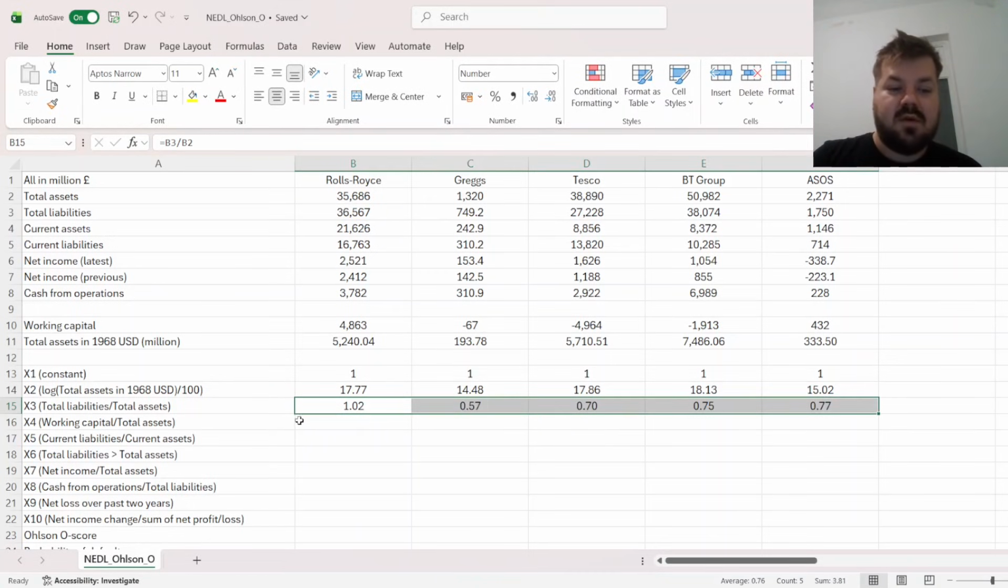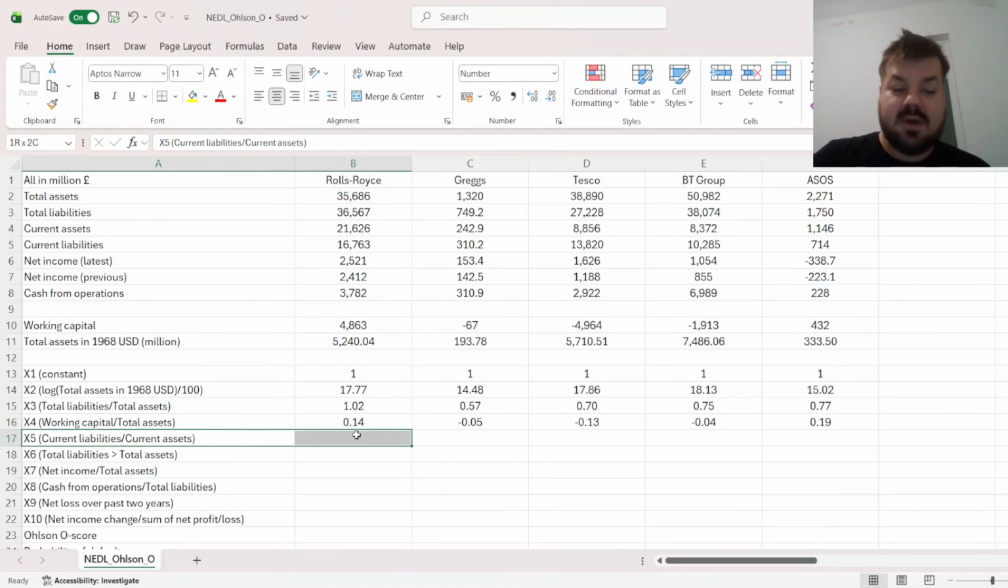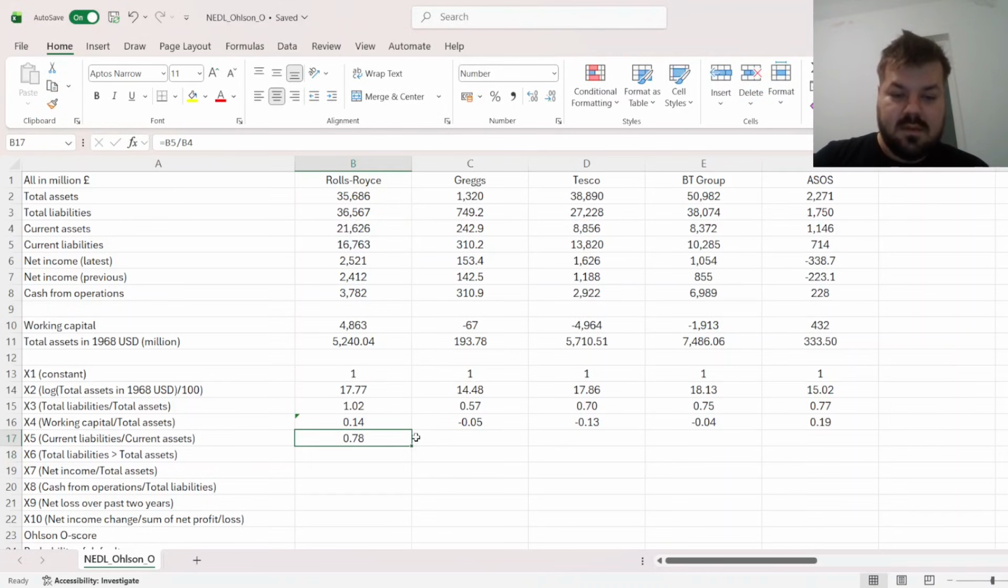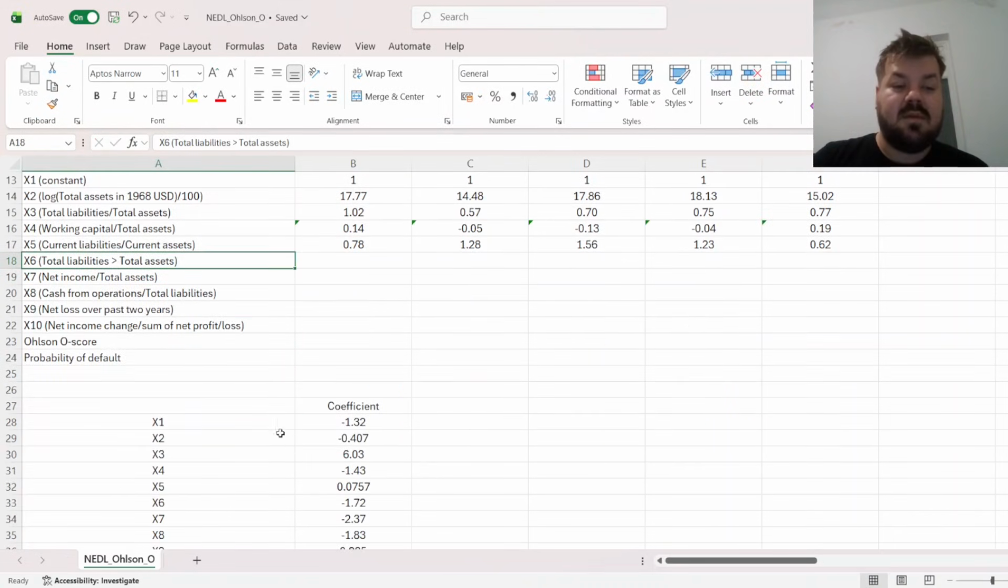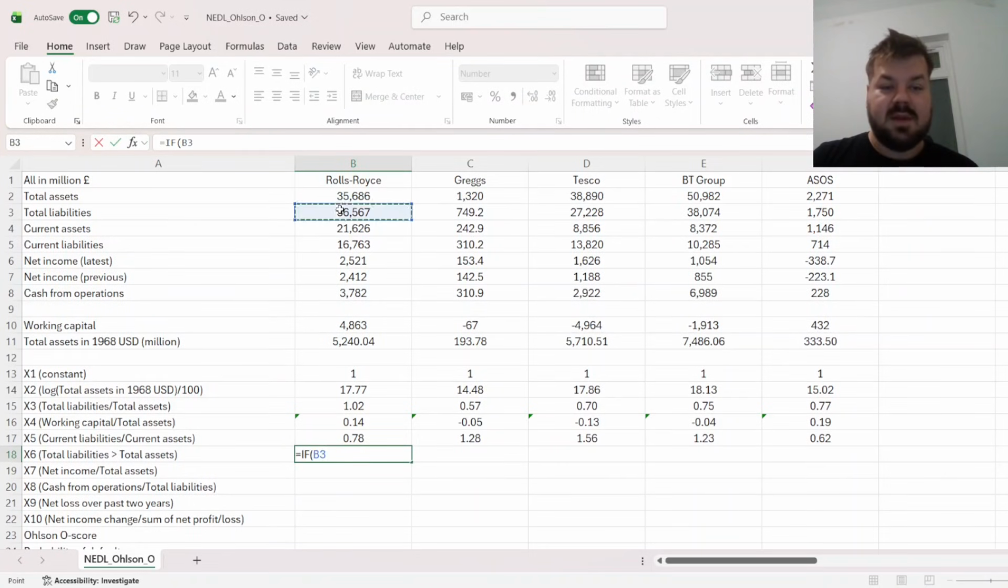That can also be applied for all of our companies. Then working capital over total assets, again a ratio that measures liquidity, so working capital divided by total assets. Then another measure of liquidity, current liabilities over total assets. Then another measure of liquidity, current liabilities divided by current assets. Then we have got an indicator variable, which essentially equals 1 if total liabilities are greater than total assets and 0 otherwise.